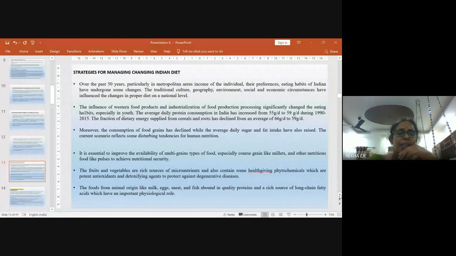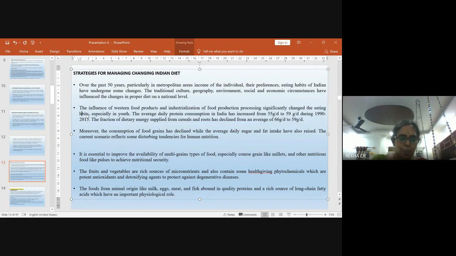So strategies for managing changing diet. Over the past 50 years, especially in the urban areas, the income of the individual, their preferences, and the eating habits of Indians have undergone tremendous changes. The culture, the environment, and the social and economic circumstances have influenced the changes in diet on a national level. The Western food products and industrialization of food production and processing have significantly influenced the eating habits, especially in the youth.